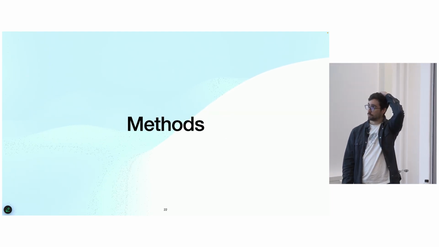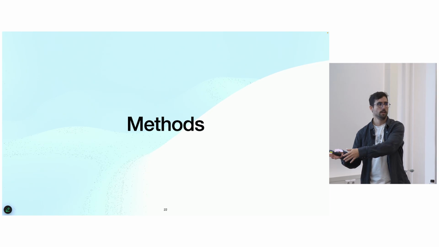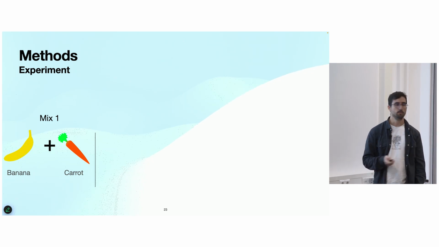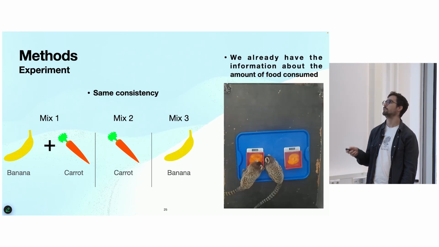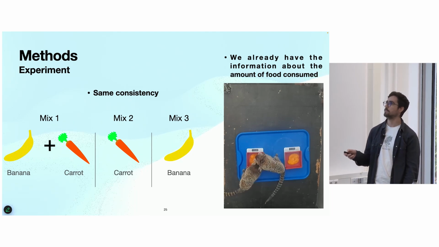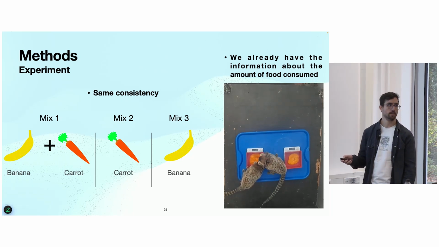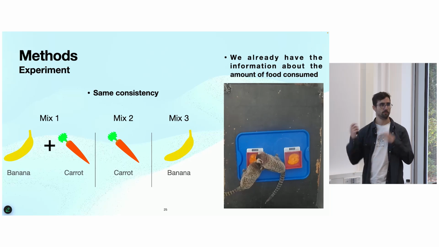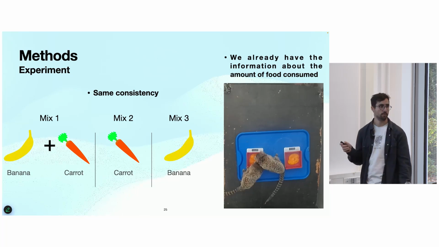So methods, for the methods I decided to split up. First I'm gonna talk about the foraging experiment, and then I'm gonna talk about the computational approach, all right? So the foraging experiment, we have 3 mixed foods. The first one is a mix between banana and carrot. The second one is just carrot, and the third one is just banana, okay? These 3 mixed foods have almost the same consistency. And we present 2 of them each day for the animals, 2 marmosets, okay? And we weigh the food before and after the experiment, so we already have the information about the amount of food consumed, okay?